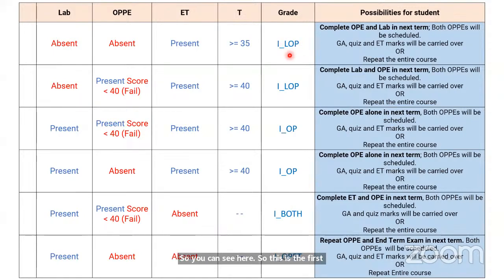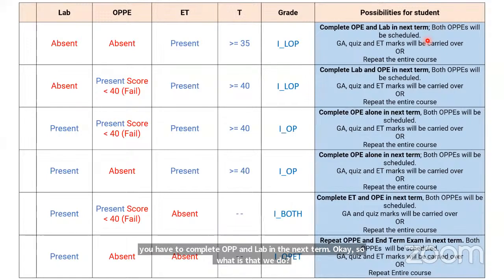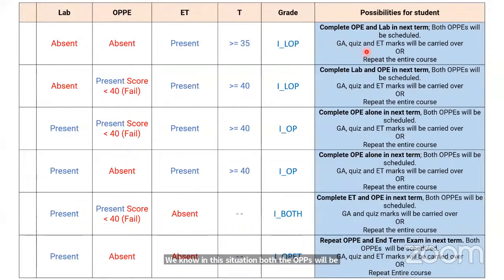So this is the first one, right? You are incomplete because you are absent for the lab also, you are absent for OPPE also, even though your score is more than 35% in the total score. So what is the possibility that you have? You have to complete OPPE and lab in the next term. Okay. So what do we do in this situation? Both the OPPEs will be scheduled. Your graded assessment, quiz, and the end term marks will be carried forward, carried over, so that you can complete only the OPPE and lab in the next term.